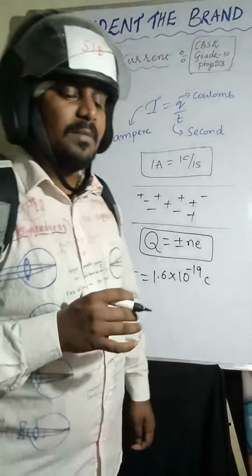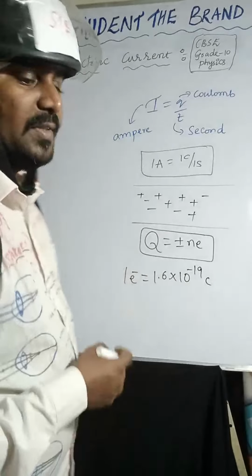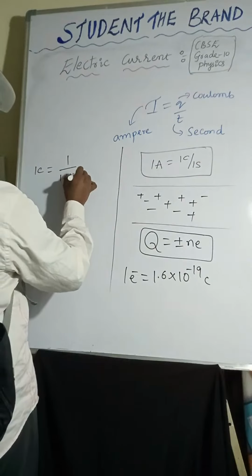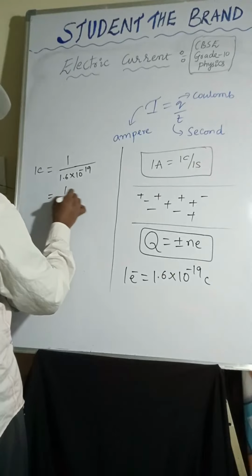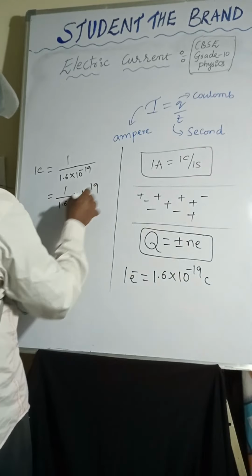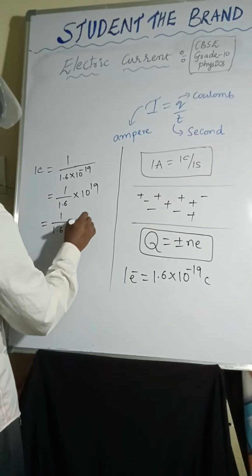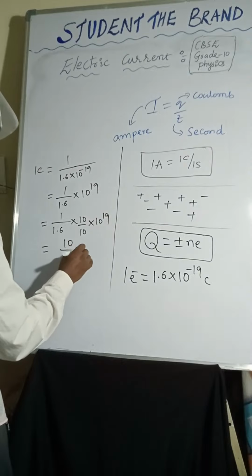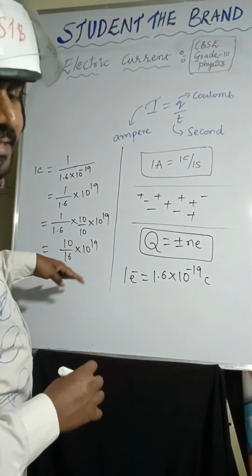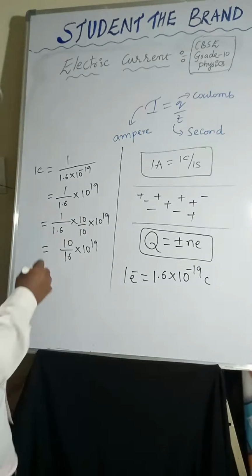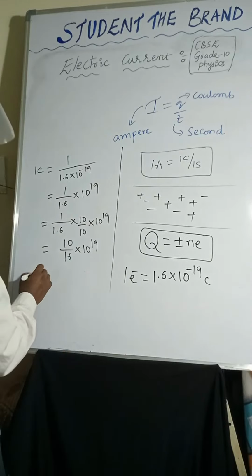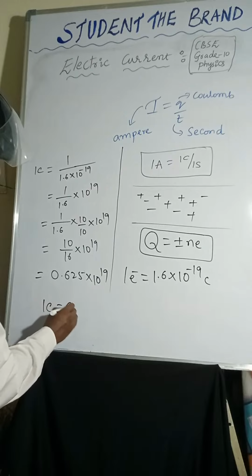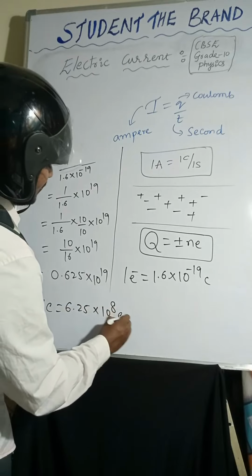In 1 coulomb, how many electrons are present? We'll discuss now. In 1 coulomb, it is 1 by 1.6 into 10 power minus 19, which is 1 by 1.6 into 10 power 19. Then 10 by 16 into 10 power 19. 10 by 16 is 0.625, so 0.625 into 10 power 19. That is, in 1 coulomb, 6.25 into 10 power 18 electrons are present.